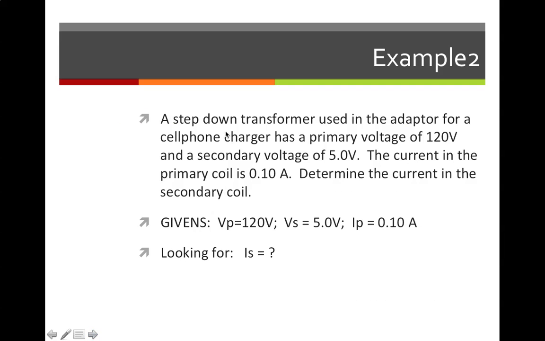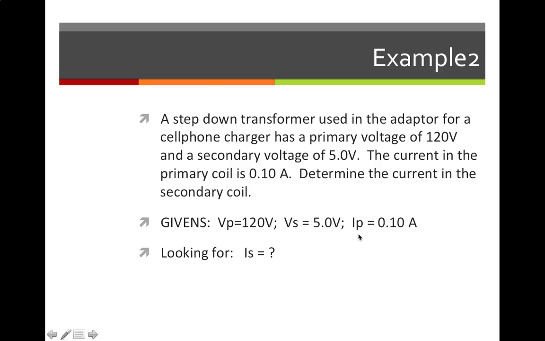Okay, example 2. We have a step-down transformer using an adapter for a cell phone charger. It has an input of 120, as they all do out of the wall, and out of it comes 5. So the current in the primary coil is 0.1 amps. That's what's coming out of the wall. And so what's the current going to the cell phone, right? What comes out of the adapter? So it's the exact same question. You can use the equation to solve this. I know you've got it in front of you.